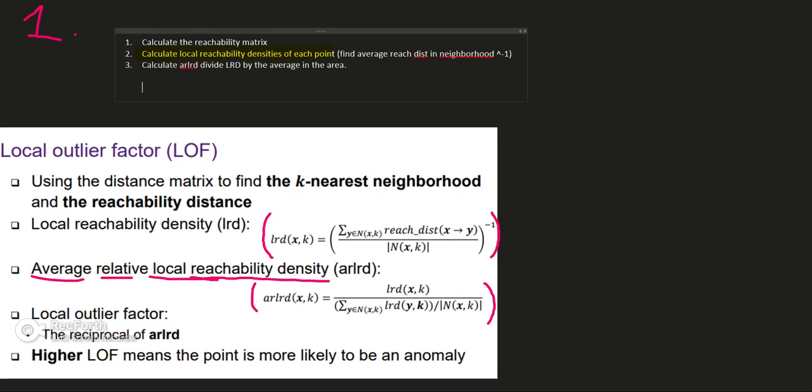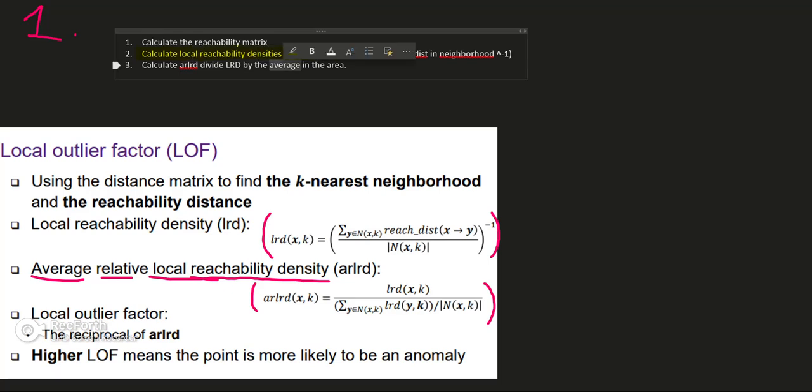And I really don't like the way that it's explained in general, because it's really simple and it's really confusing for no good reason. So there's three steps. First, you calculate the reachability matrix. Then you calculate the average reachability distance in the neighborhood, and you just happen to take that to the power of -1. All you're doing is finding an average reachability distance in the neighborhood, being the n nearest points to a given point. Then you calculate the average local reachability density, right?